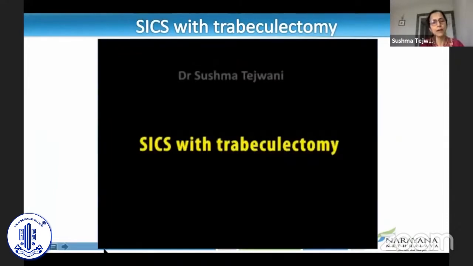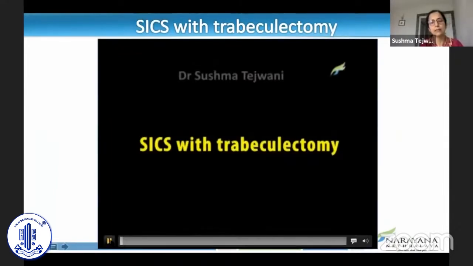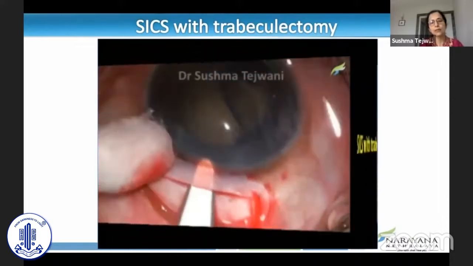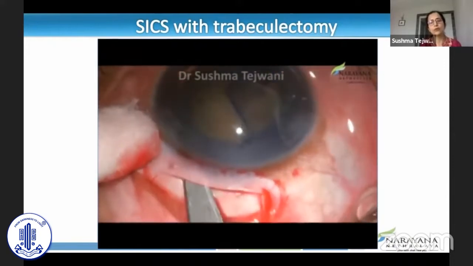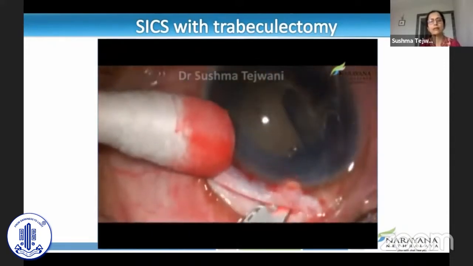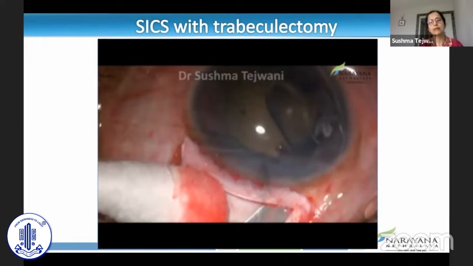Now, if you have to combine it with SICS, it's very simple. You can use the same incision as you use for SICS. This is a Blumenthal type of surgery. So you take an incision 1 millimeter posterior to what you usually take, and you really don't have to make that triangular thing because it's a long incision.